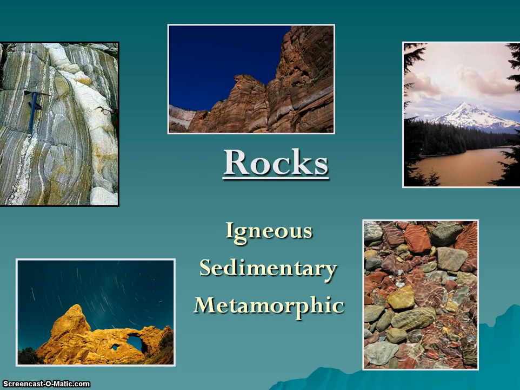We have three major types of rocks: igneous, sedimentary, and metamorphic. And they're going to be different based on location, where they form on the Earth's surface or within the Earth's surface, and different based on chemical composition.